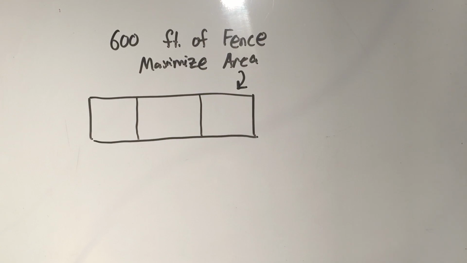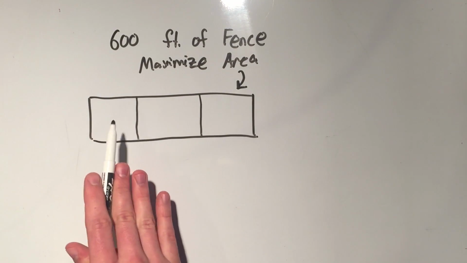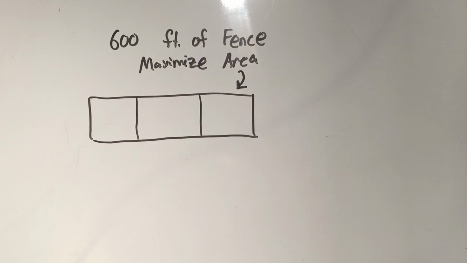I have a nice optimization problem for you. It says a farmer who has 600 feet of fencing wants to build this type of pen that's like a rectangular pen, but it's sectioned into three different parts. Maybe he's got chickens in one, pigs in another, and I don't know what other animals farmers have, but for whatever reason, we need this sectioned off.